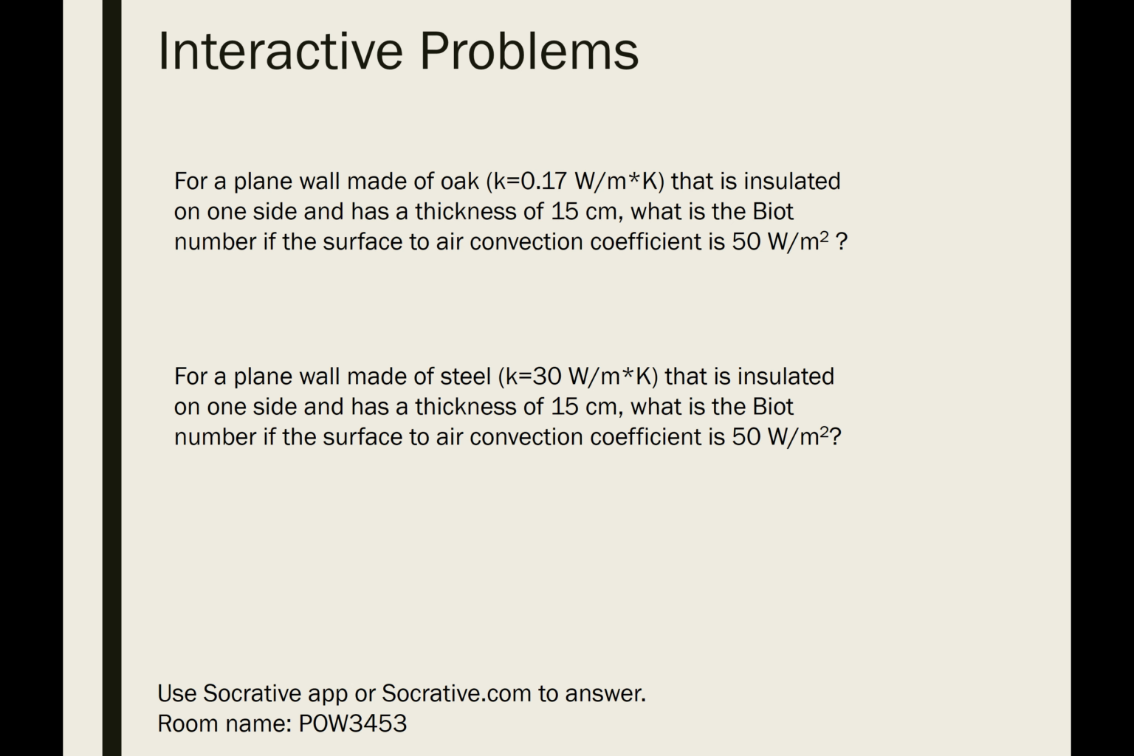And then same thing for a plane wall made of steel, a different thermal conductivity, but everything else is the same. I want to point out that L sub c, our critical length, is defined as the volume to surface area. So for a plane wall that's insulated on one side, that's just going to be the thickness of the material. In other words, L sub c is just 15 centimeters in this case. Go ahead and calculate those Biot numbers, and you can answer both questions at the same time without having to wait for me. Plug them in, and we'll see how everyone's doing.